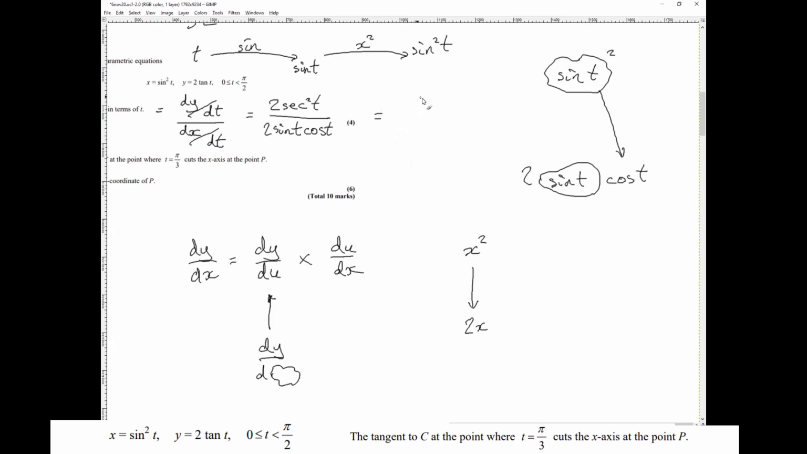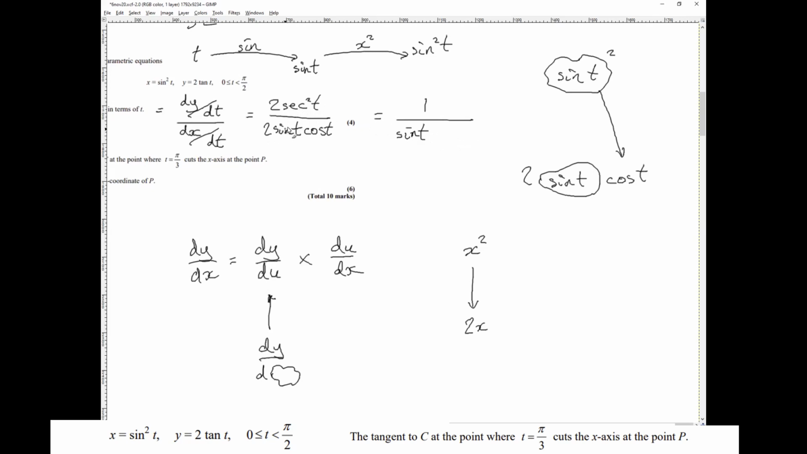So you have the rest over, which would be 1 over sin t. So if what we've got on top there is 1 over cos squared, what have we got down here? Sin t cos squared t.